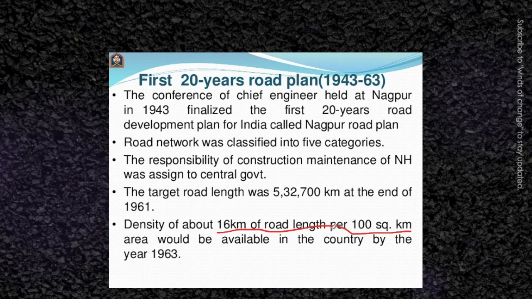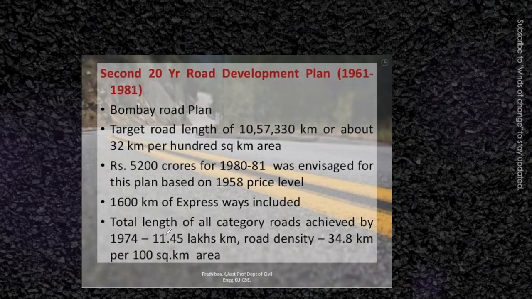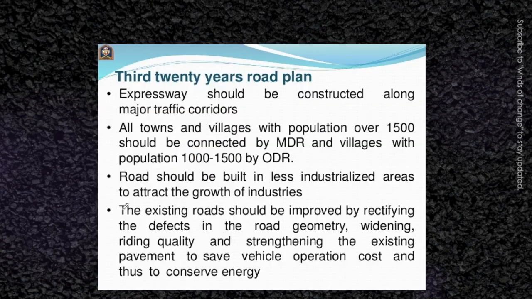You can watch it. In the second 20-year plan, which was the Bombay road plan, the target road length was 10,57,000 km, or about 32 km per 100 square kilometer, which was given in the question for the Nagpur road plan, but it was the case of the Bombay road plan. Okay, and 1600 km of the expressway was included, which was the correct statement. While in the third 20-year plan, there are some other differences which are mentioned here. So I am not reading it, you can watch it. I am moving to the next question.